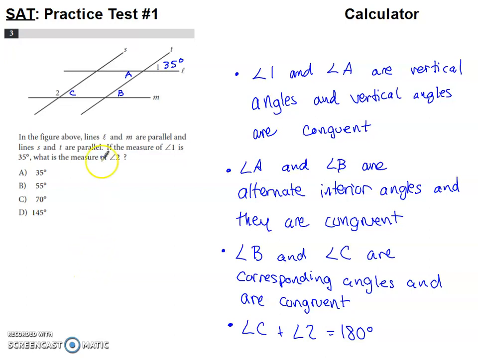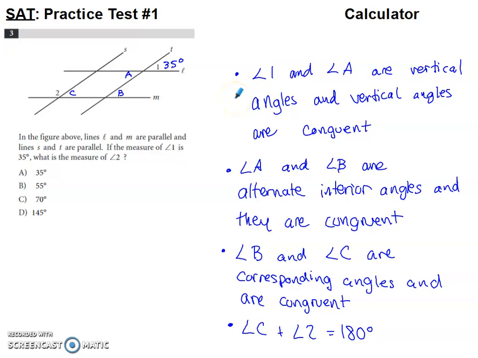So in problem 3, they give us this diagram. I've labeled some extra stuff on it that we're going to use along the way, but really what the diagram is, it's parallel lines L and M. So if you look at line M and line L, they definitely appear to be parallel, and then two more parallel lines, S and T. So S and T also appear to be parallel.